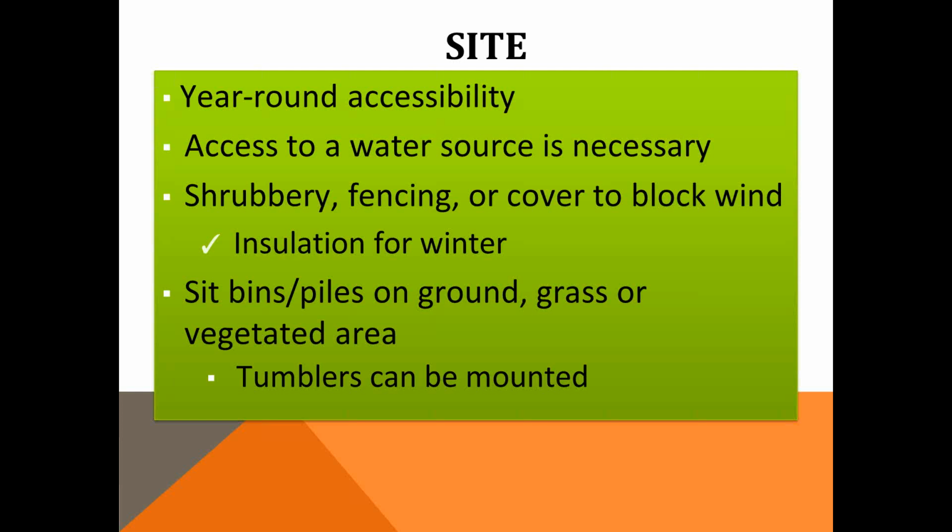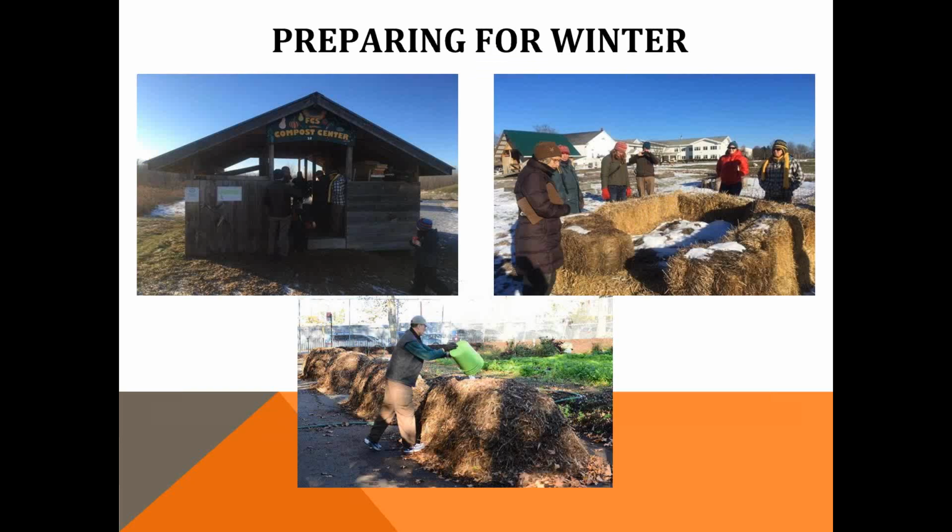If you can get shrubbery or fencing or cover to block wind, that's a good thing for insulating in the winter. For most bins and piles, you'll want to set that on the ground, grass or a vegetated area, because you need the microbes to come up from there. And then tumblers will typically be mounted, or they don't need to be touching the ground because you'll add soil to those. So preparing for winter, obviously in Vermont, is something we want to be able to do.